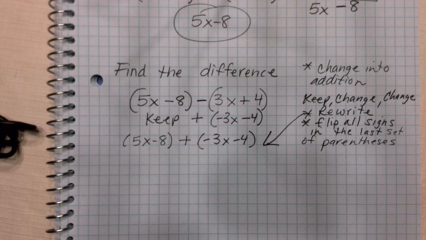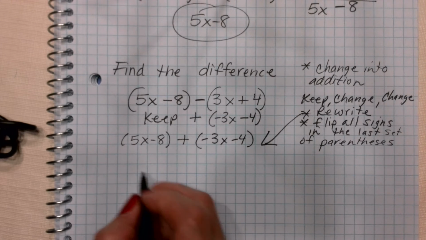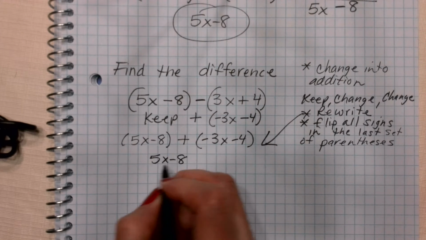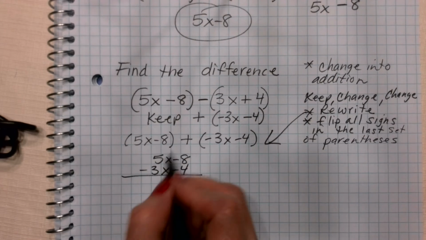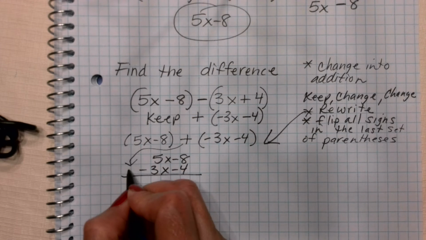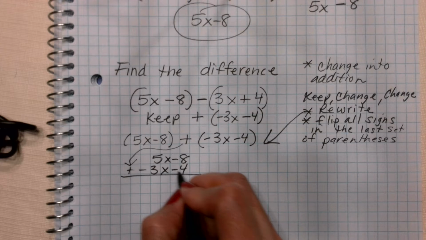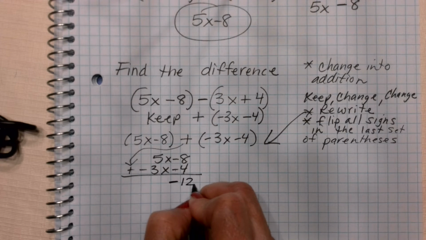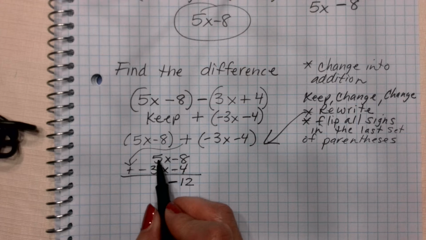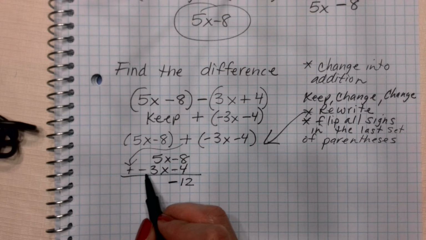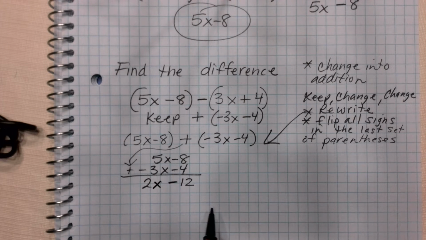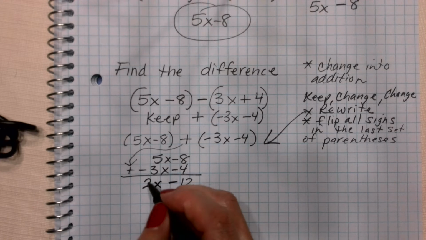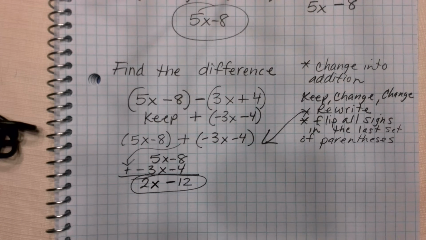So now it's the exact same as the previous examples. We can stack these vertically, 5x take away 8 minus 3x minus 4, and we're going to add them together because it says to add. And we have a -8 and a -4, which give us a -12, and we have 5 x's plus a -3x, which would give us 2 x's, because 5 plus a -3 is 2. And we're done. That's it. We have simplified that expression by finding the difference. Okay, so we're going to do one more of those.